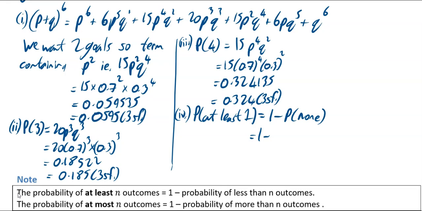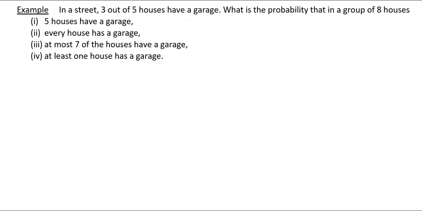So it's 1 minus, so no goals is going to be q to the power of 6. So that's going to be 1 minus 0.3 to the power of 6. And if you do that on your calculator, you get 0.999 to 3 sig figs. So it's incredibly likely, basically, that somebody's going to score at least 1 goal. And if you think about it, you're getting 6 penalties, and the chance of you scoring on a single penalty is 0.7. So if you do 6, there's almost a certainty you're going to score at least one of your 6 penalties.